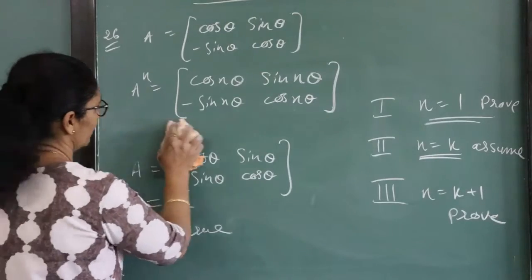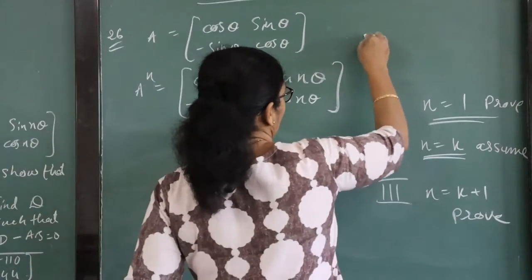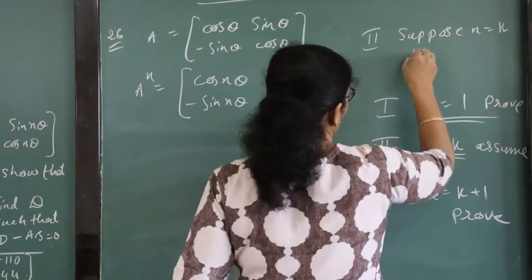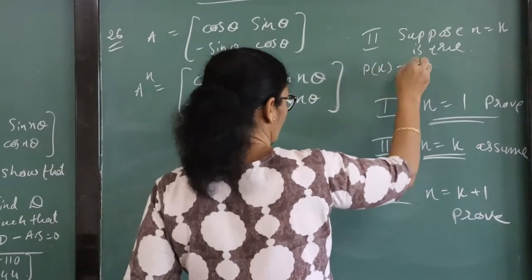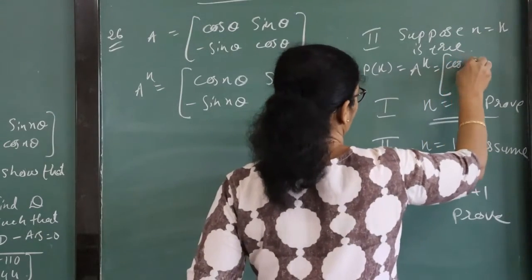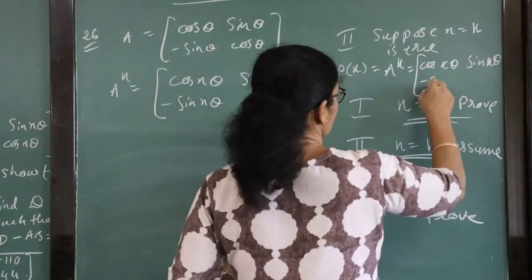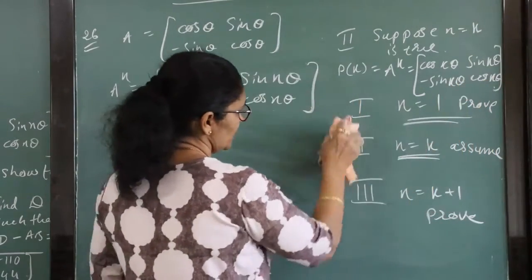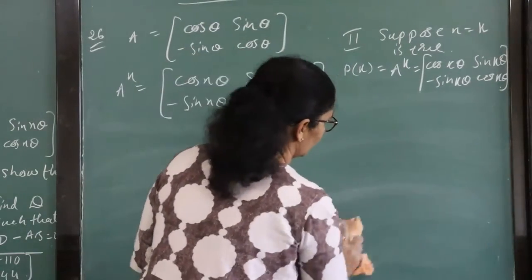Or you can write one more step, that for n equal to 1, the given statement is correct. Okay, now let's write step number 2. What is our step number 2? We have to assume. So here we write, suppose n equal to k is true. So wherever we have n, we write P of k, or you can say A raised to k. What is our A raised to k? Cos k theta, sin k theta, minus sin k theta and cos k theta. This is your second step. Now the main important one, our third step. Let's start with the third step.